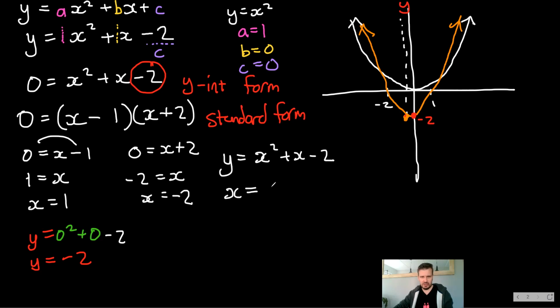Did your girlfriend tell you that one? No. It's just negative b over 2a.